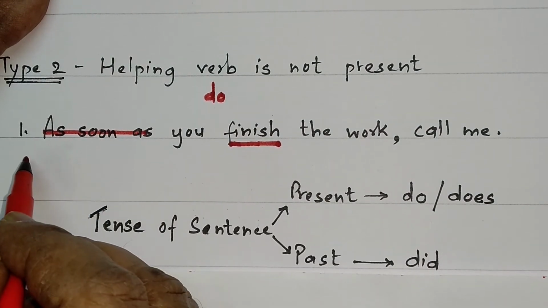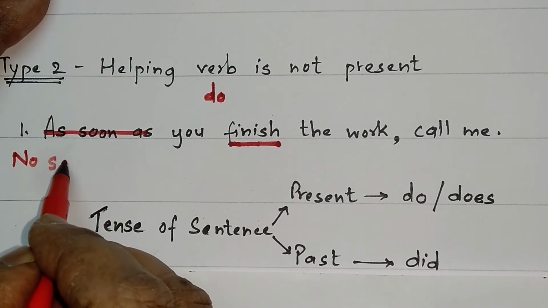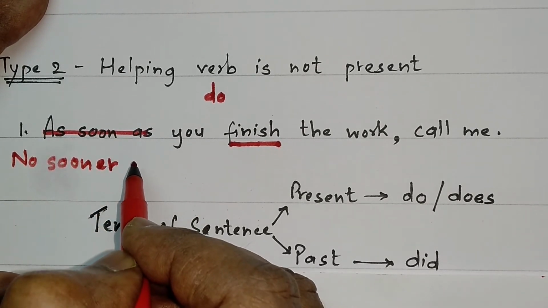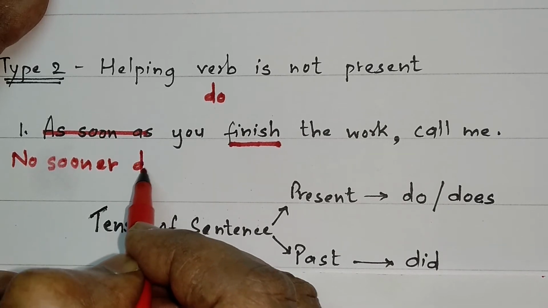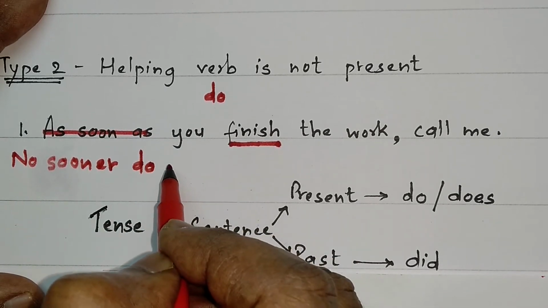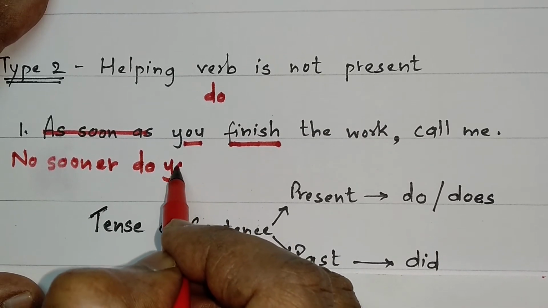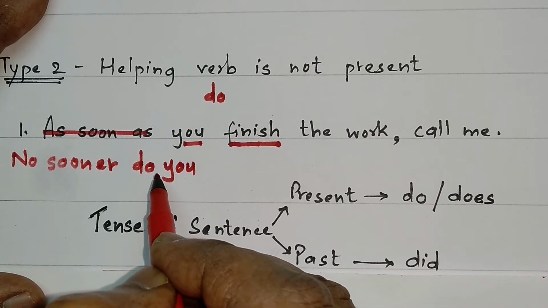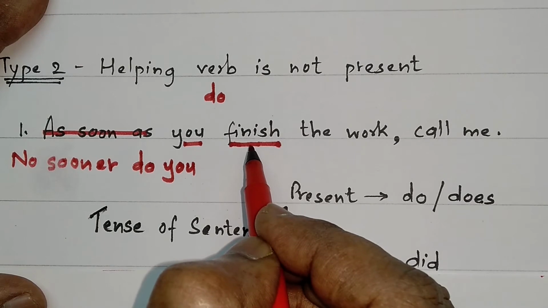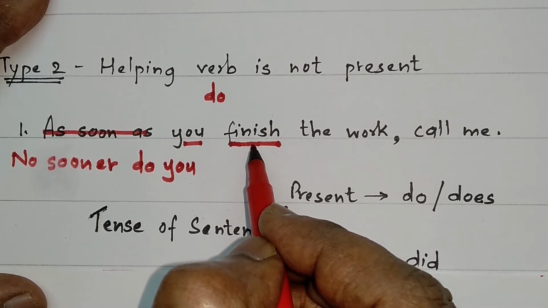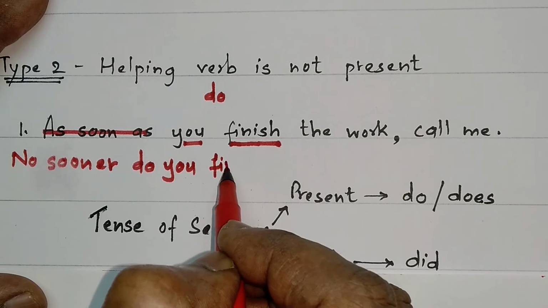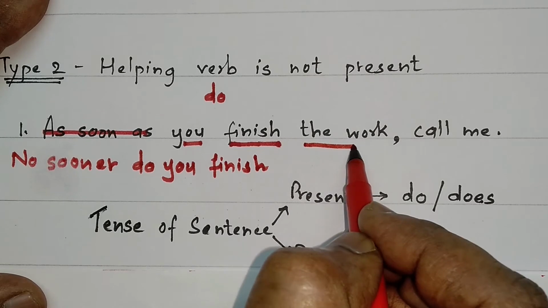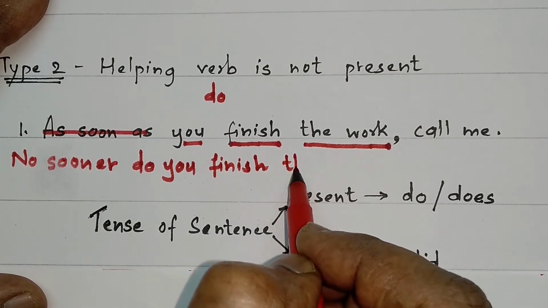Replace "as soon as" with "no sooner". We have to write the helping verb now over here. The helping verb is "do". Next comes the subject. The subject here is "you". Since we have already used the helping verb "do", we have to now use the base verb of "finish". The base verb of "finish" is "finish". So, after this, add the remaining part, that is "the work".